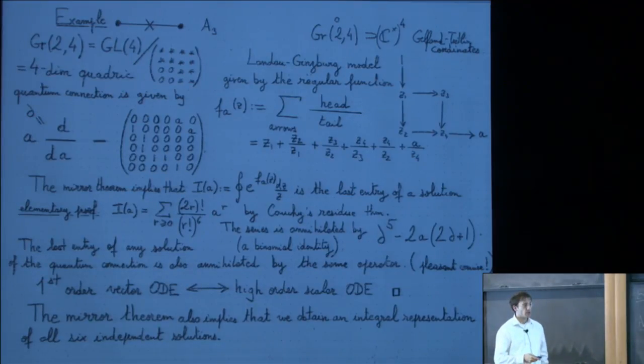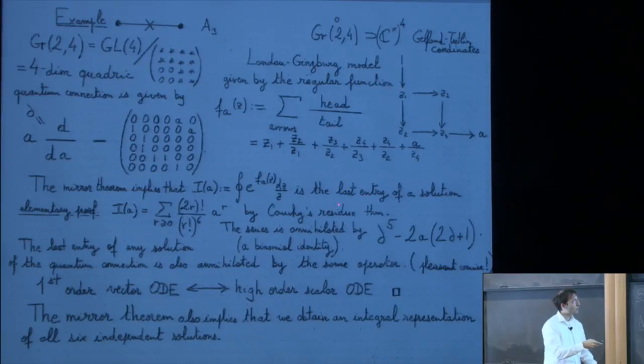Question: when you represent the solution by an integral, what kind of cycle do you use? Right. So for this one, I use a compact cycle, like a product of S1s, and that's why I can apply Cauchy residue.